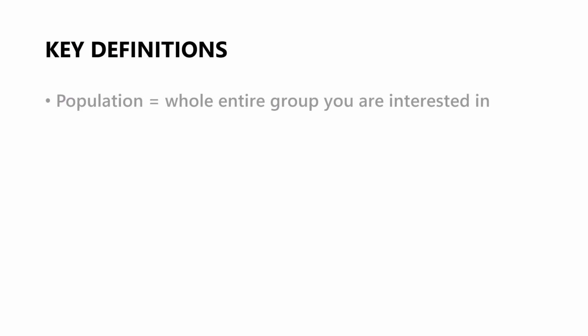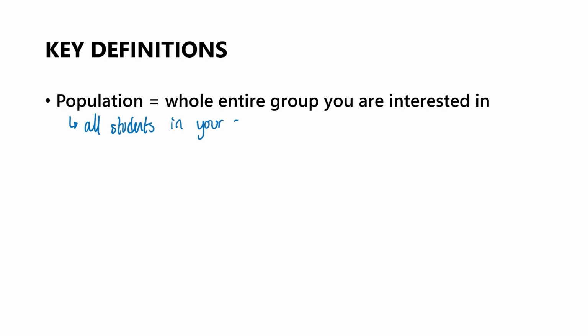Okay, so before we jump into the exciting stuff, we need to understand some basic terms, which you may or may not have heard of before. First up, we have population. This is the whole entire group that we are interested in. For example, it could be all students in your whole school. Another example could be, say, the entire adult population in a certain country.